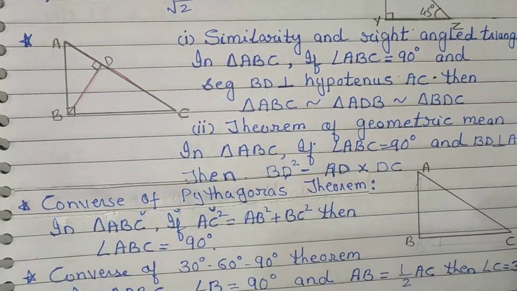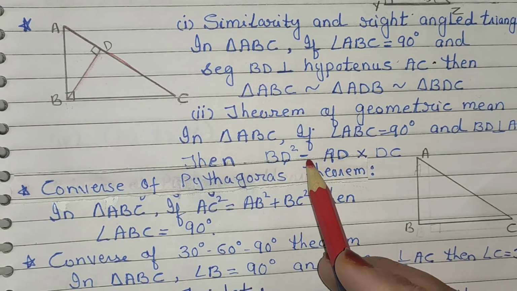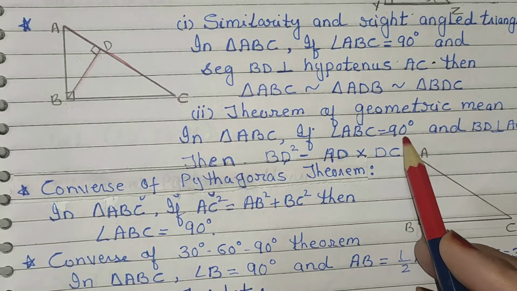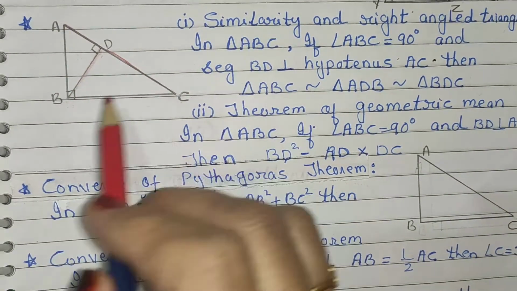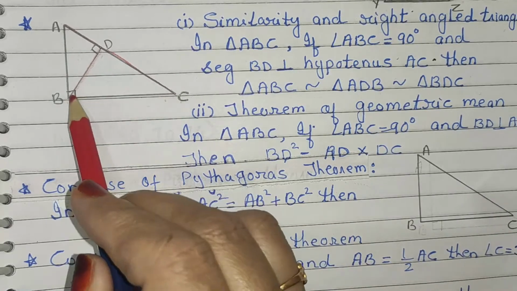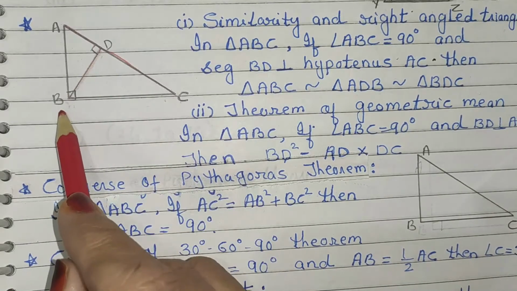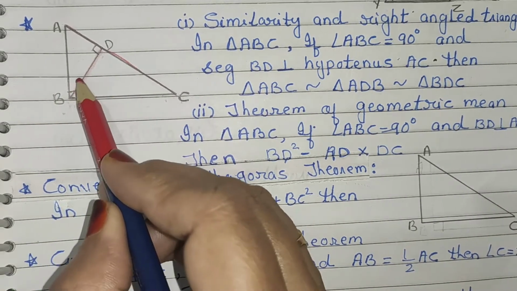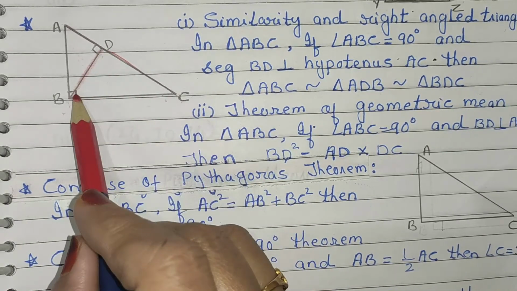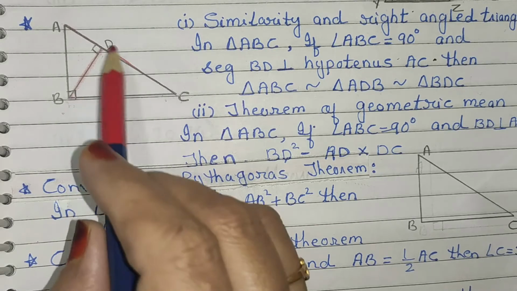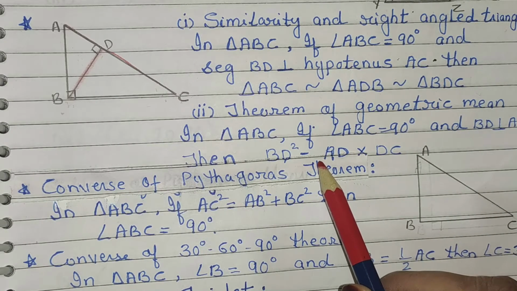Now the next is theorem of geometric mean. In triangle ABC, if angle ABC is equal to 90 and BD is perpendicular to AC, look at the same diagram here. Then BD square is equal to AD into DC, means this perpendicular line square of this one is equal to AD into DC. It is called theorem of geometric mean.